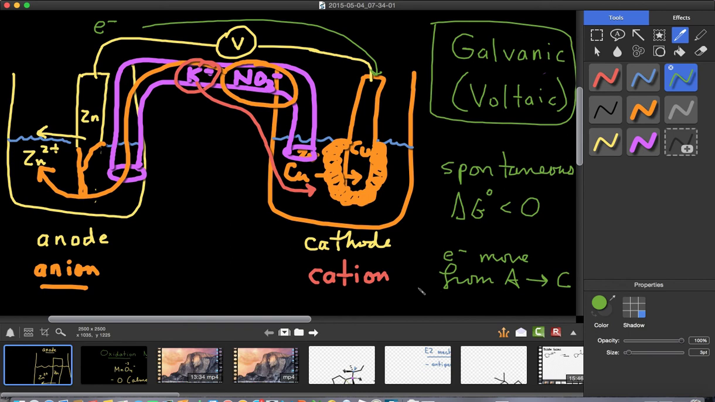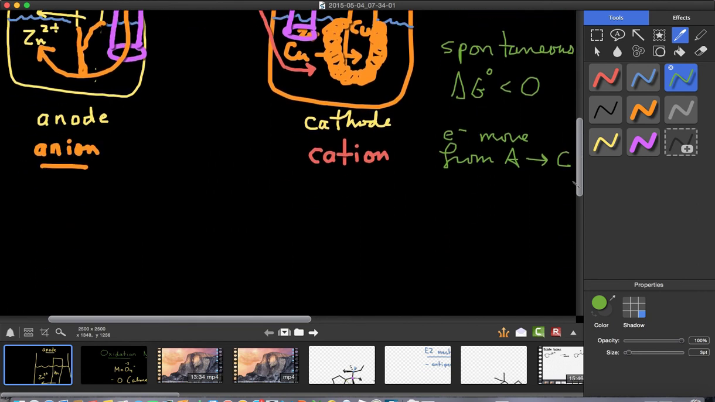There is another type of cell that we'll talk about shortly called an electrolytic cell. In an electrolytic cell, you still have oxidation at the anode, you still have reduction at the cathode, but you have a battery that supplies a current. And that battery will deliver electrons in the opposite direction. So in an electrolytic cell, the electrons will move from the cathode to the anode because of the presence of a battery.